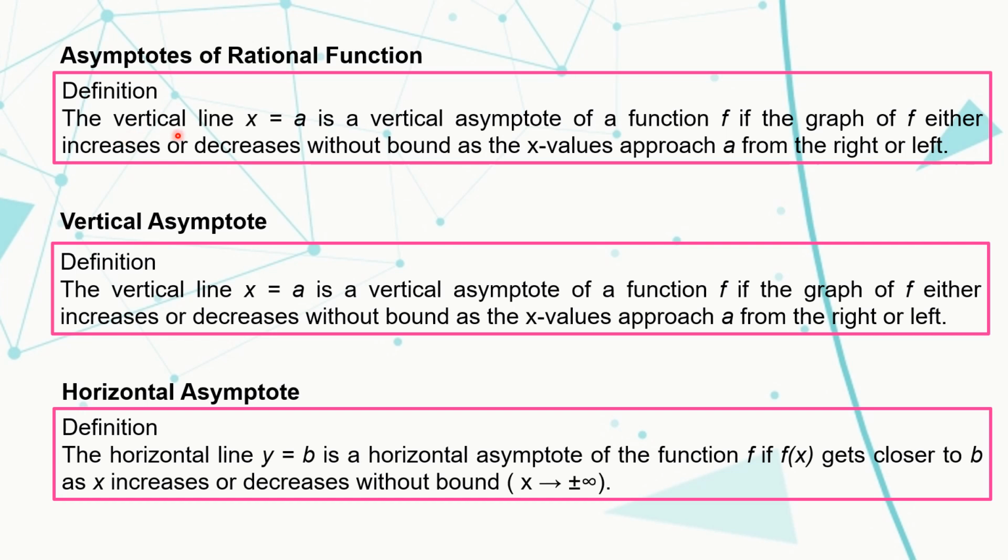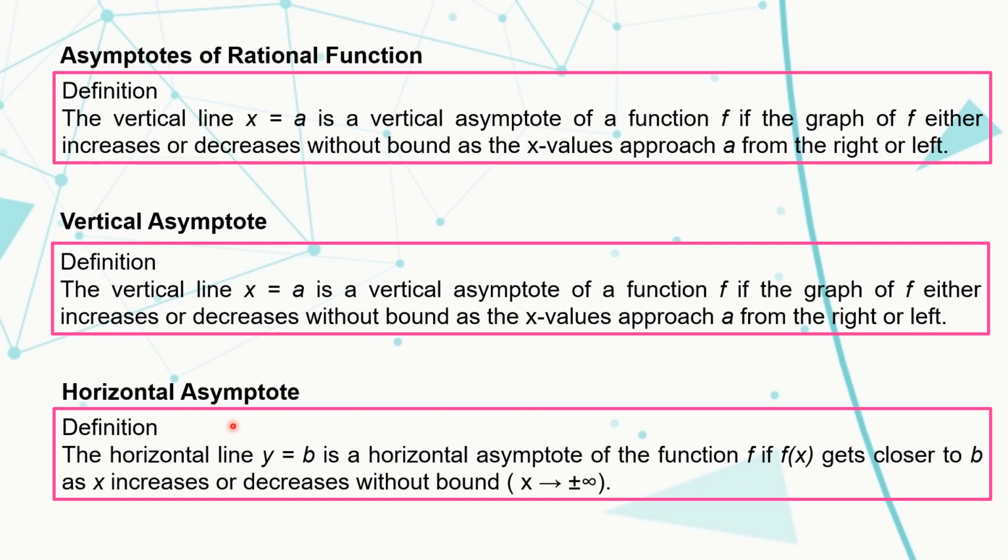Definition. The vertical line x equals a is a vertical asymptote of a function f if the graph of f either increases or decreases without bound as the x values approach a from the right or left. We have two kinds of asymptote. We have vertical and horizontal asymptote. Let's define vertical asymptote. The vertical line x equals a is a vertical asymptote of a function f if the graph of f either increases or decreases without bound as the x values approach a from the right or left.